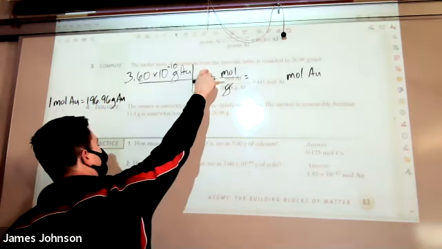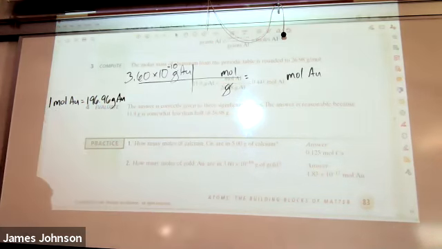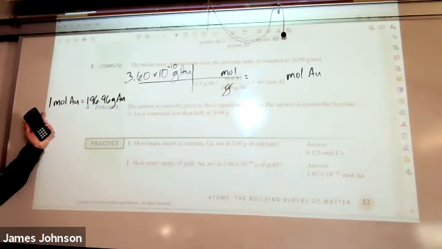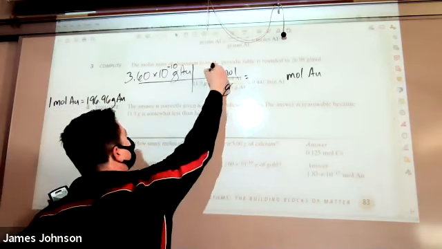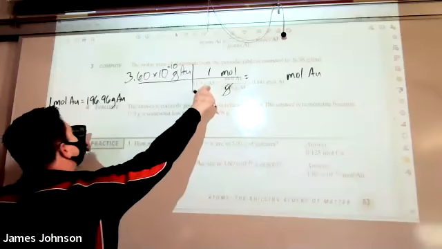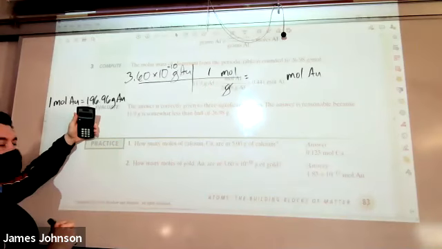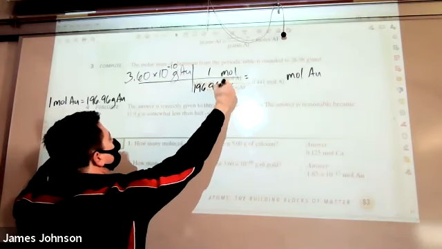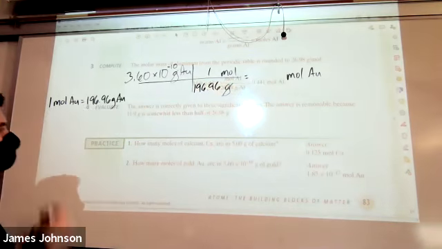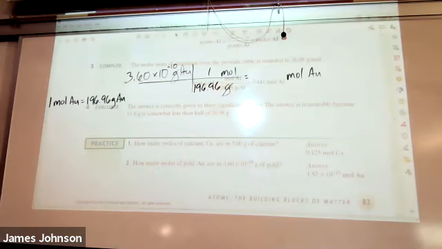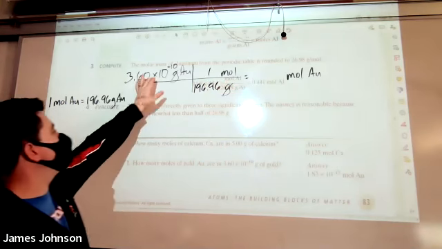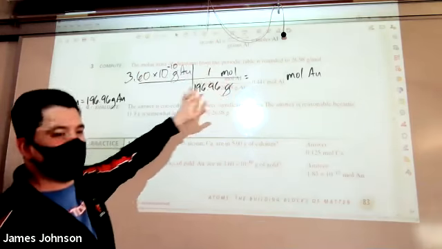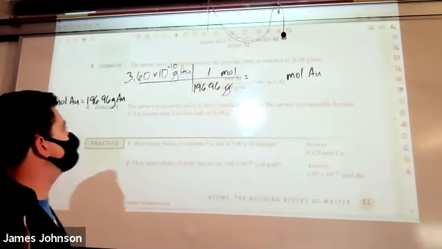So, you ask the question, what number do I put in front of moles in my conversion factor? Whatever number you have in front of moles for your statement of equality. Same thing for grams. Whatever number I have in front of grams in my statement of equality. 196.96. And you can see the setup is telling me to multiply this value by 1 and then divide everything by 196.96.